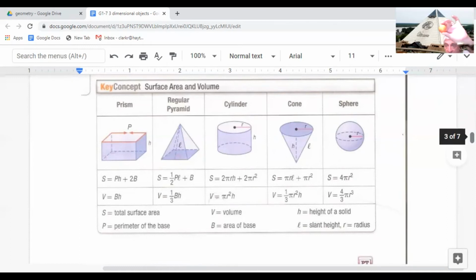Let's start with the sphere. Volume is 4/3 pi r cubed. So if I tell you this golf ball has a radius of 8 centimeters, you would find it by going 8 times 8 times 8 times 4 divided by 3 times pi. That would be the volume of this sphere in centimeters.